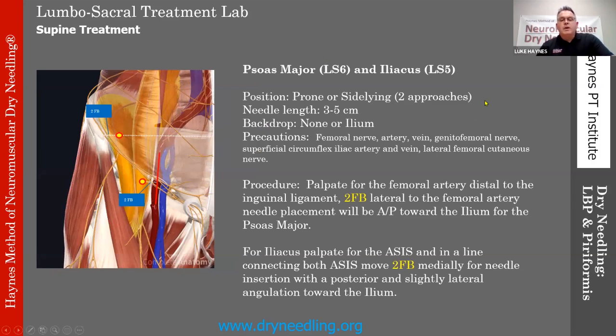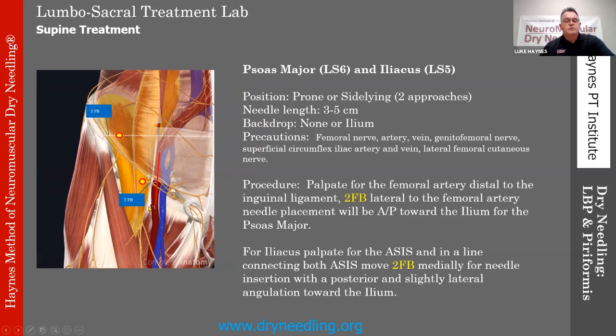On an anterior approach with psoas and iliacus, unless you're an experienced dry needler, I would stay away from the anterior approach. Primarily iliacus and psoas can be found. Iliacus can be found superior to the inguinal ligament, probably best needled as far as safety, distal to it. And then psoas at its anterior approach would be 2 finger breadths lateral from the femoral artery.